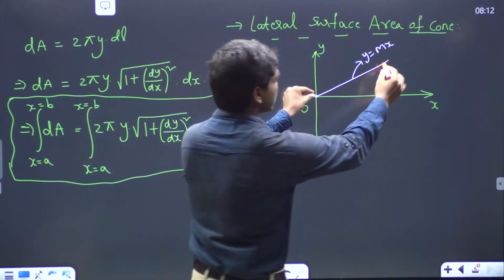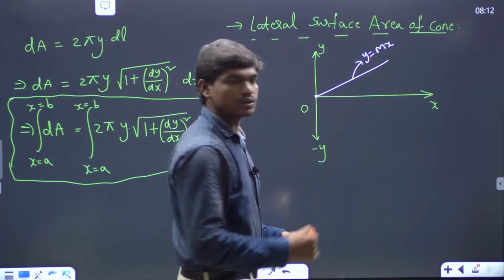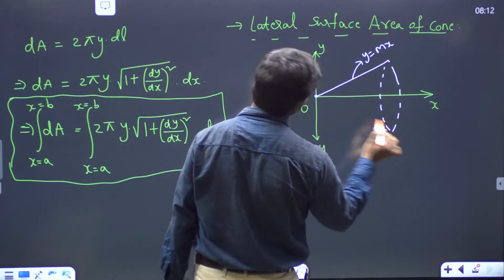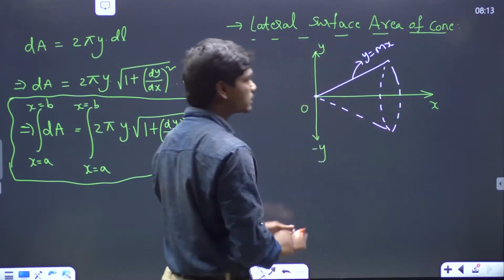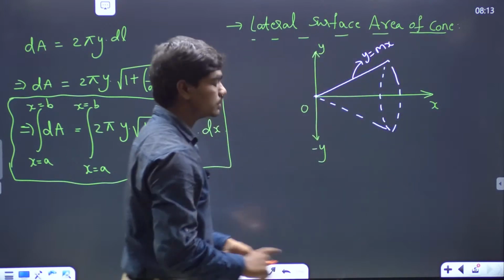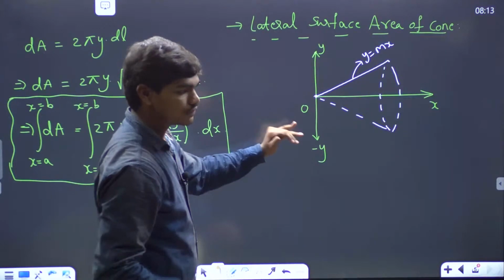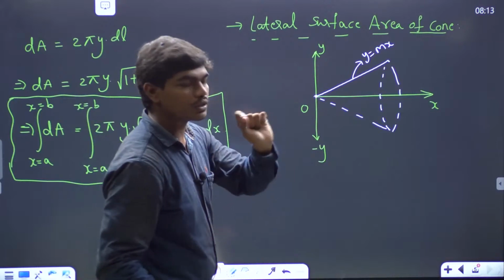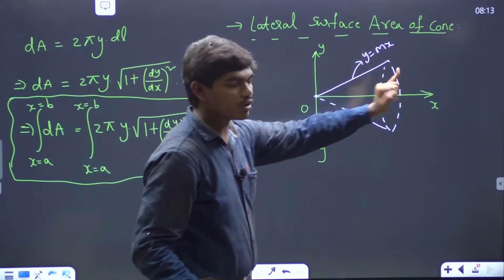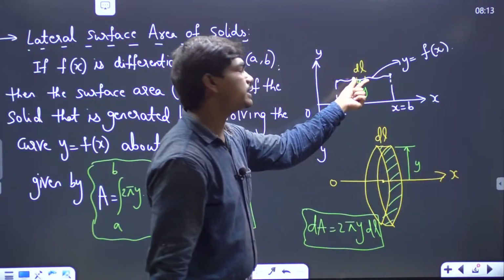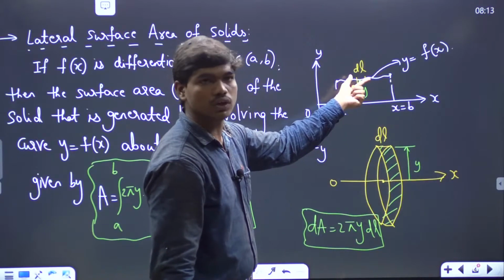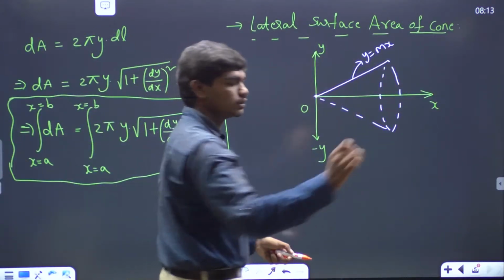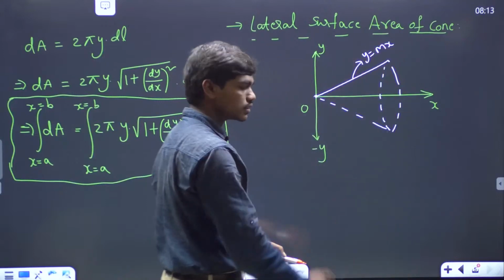Now if I revolve this line about the x-axis, can I get a cone? Yes or no? If I revolve this line about the x-axis, definitely I get a cone like this. Now if you want to find the lateral surface area, you know the equation of the curve, y is equal to mx. Let us substitute here. One good thing about this question is that m is a constant, because normally for a curve y is equal to f of x, dy by dx is not a constant. But here the slope of this line is a constant, which means the value of m is fixed, once you define the straight line.